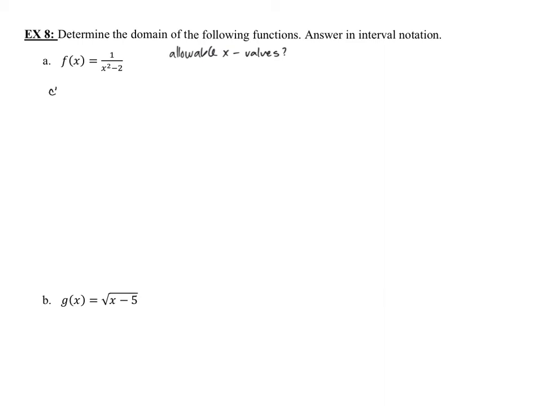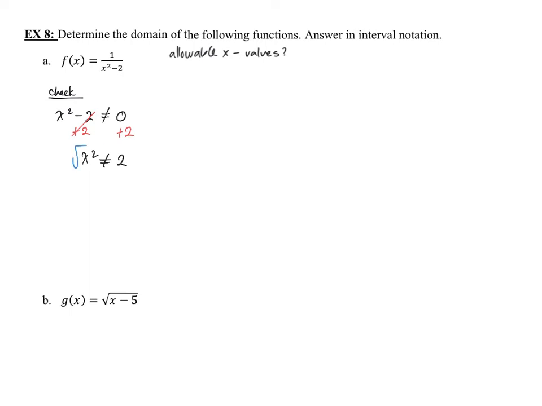So what we're going to do is check what makes this equal to 0. Another way you could say it is x squared minus 2 cannot equal 0. Now we're going to solve for x. Why are we solving for x? Because we want to find the problem numbers. That's what we're doing. So x squared cannot equal 2.